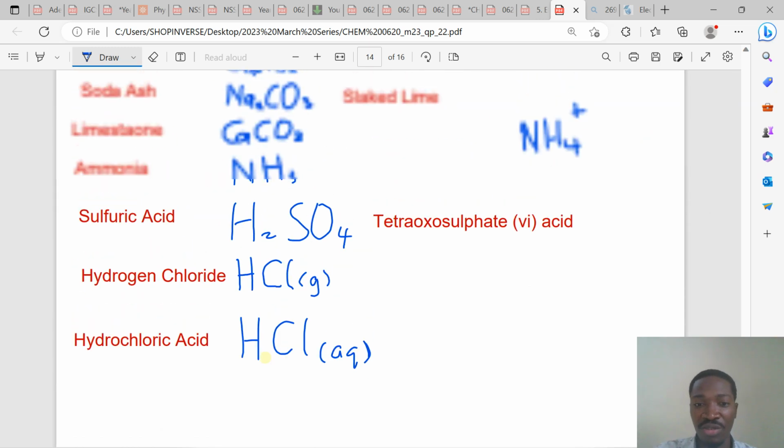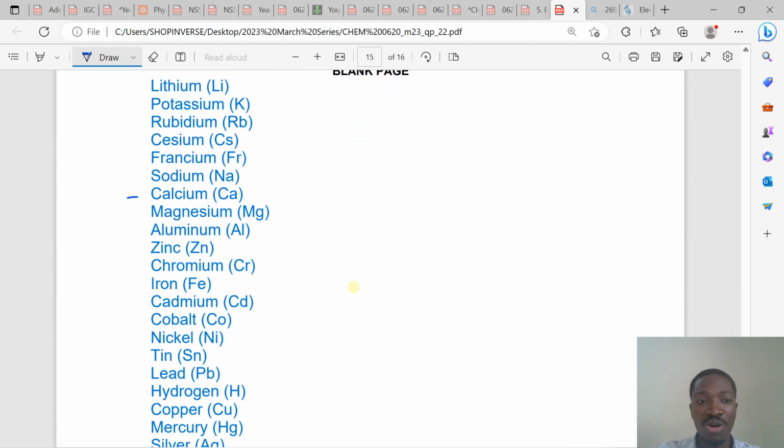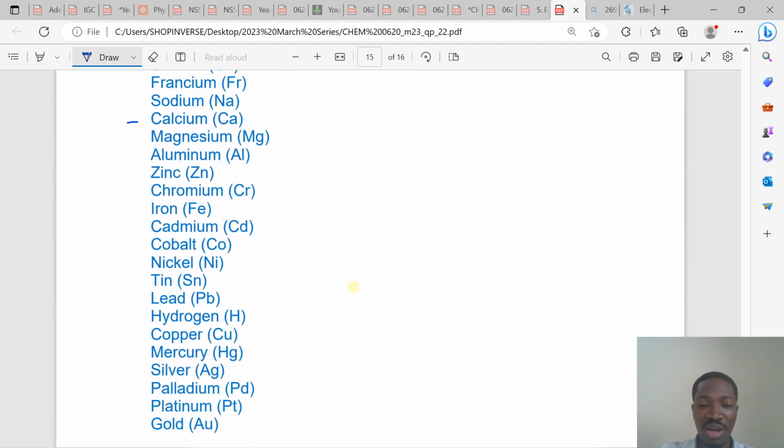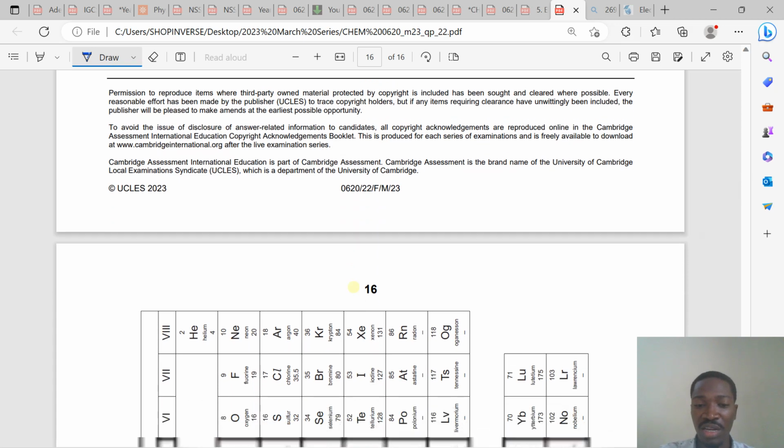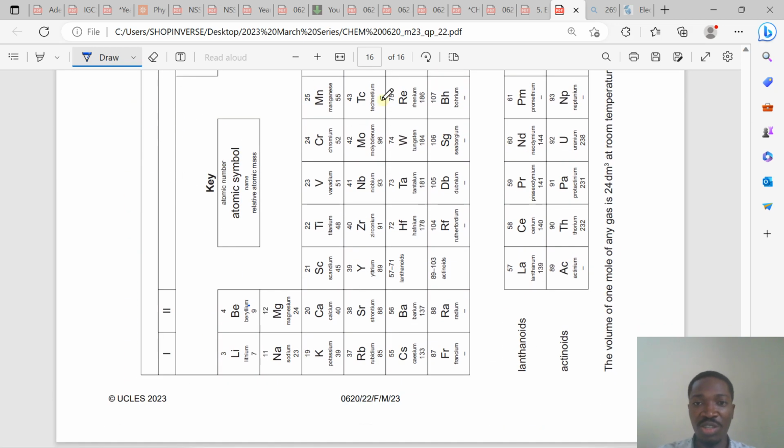So that is it. That brings us to the end of it. You see how our knowledge of all these chemicals helps us to answer all these questions correctly. Also, we have to understand the electrochemical series. We have to understand each of the elements in the electrochemical series. You don't have to memorize the periodic table, because the periodic table will always be given to you in the question.